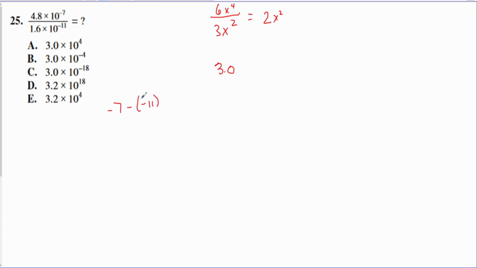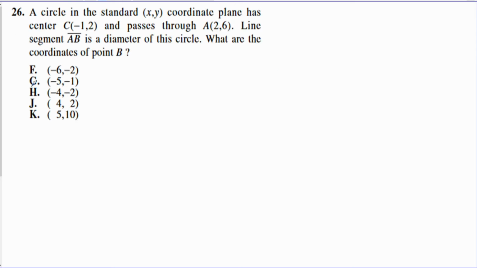Okay, so not negative 7 minus 11. The division bar, this fraction bar, is the minus sign, so it's negative 7 minus negative 11. That is like adding 11, so the exponent's going to become 4, and this would be times 10 to the positive fourth power. So choice letter A. Notice they did have the negative 18 answer if you had subtracted. So be very careful with your subtracting of exponents, especially if there's negatives. Okay. All right. Problem 26.